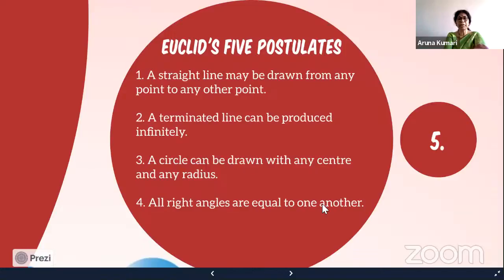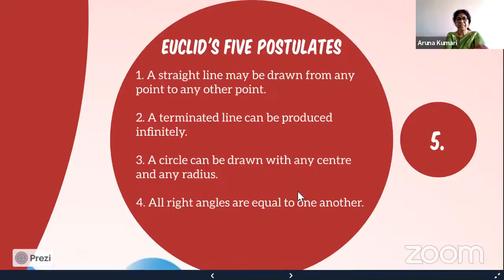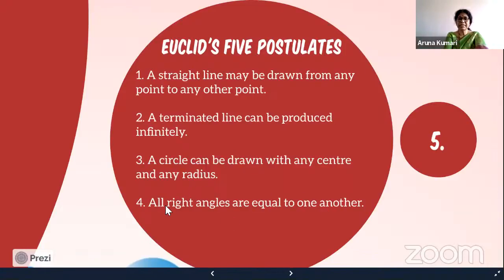Here we are accepting. This is not a universal truth. Why? Because we know that right angle means 90 degrees. We studied that a right angle is 90 degrees. Who told that? Some mathematicians. So they told, so we are accepting that right angles are equal to one another. That's why these all are postulates.